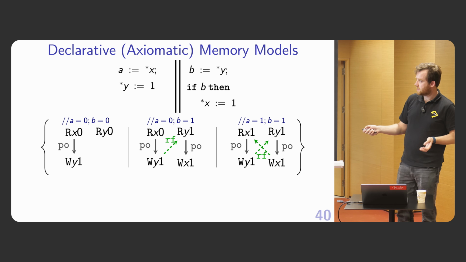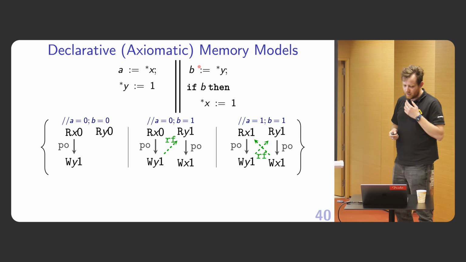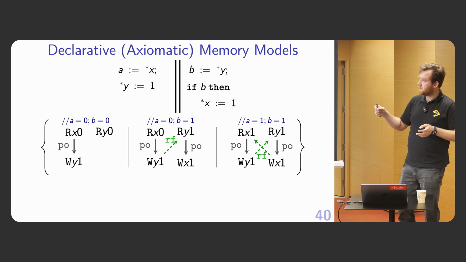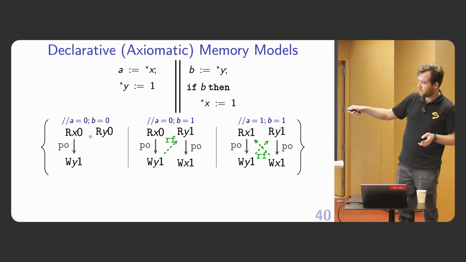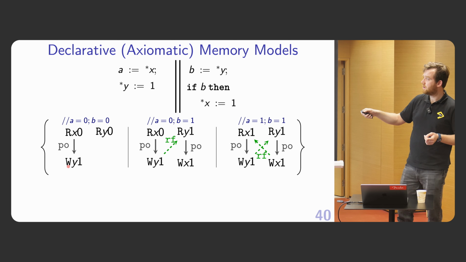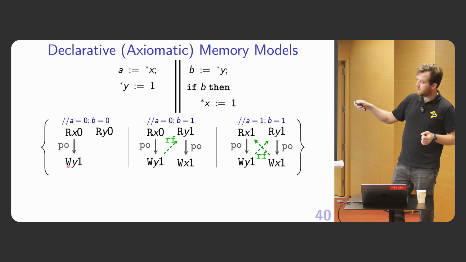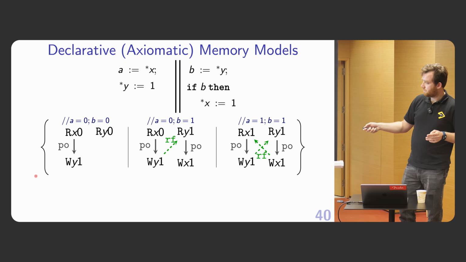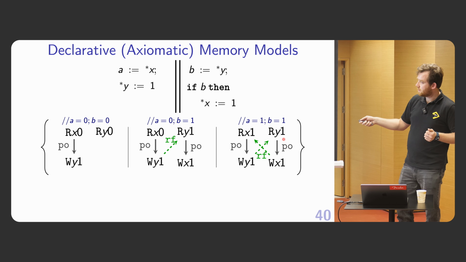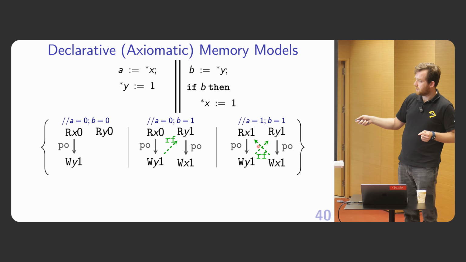Yeah, so this is an execution graph, which is allowed for this program in the C++ memory model. How do we construct these execution graphs? First, for each thread, we construct a potential sequence of memory accesses. Then we combine these sequences in the graphs. We add reads-from edges, so that for each read there is a corresponding write it reads from.